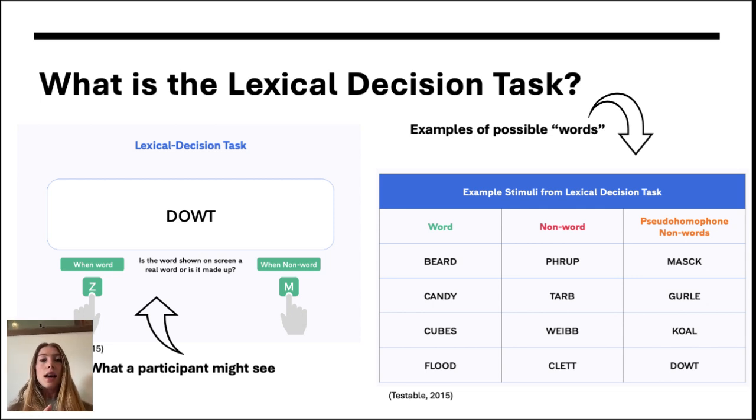This task starts with participants seated in front of the stimuli, commonly a computer. The stimuli then consists of a string of letters, which is either a real or fake word. The participants are then asked to press one of the two keys, corresponding with if the word is real or is not real.